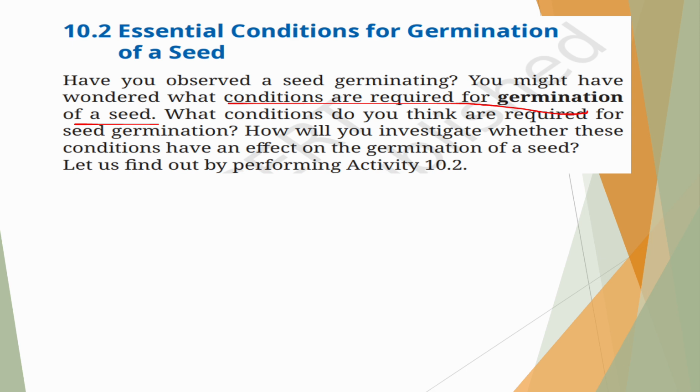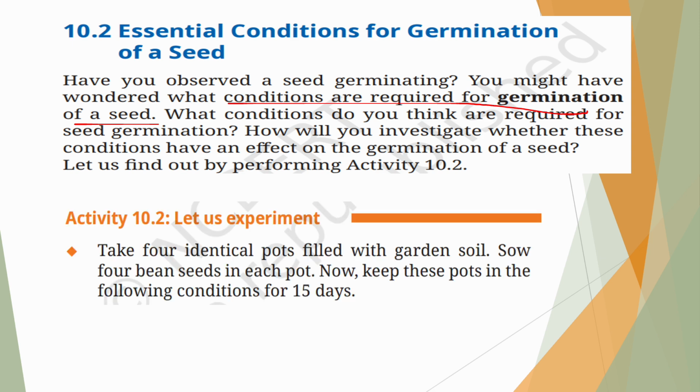How will you investigate whether these conditions have an effect on the germination of a seed? Let us find out by performing activity 10.2. Activity. Let us experiment. Take 4 identical pots filled with garden soil. Sow 4 bean seeds in each pot. Now, keep these pots in the following conditions for 15 days.